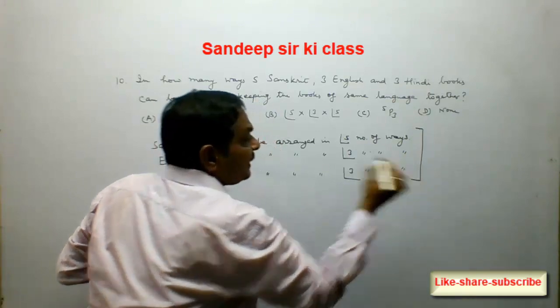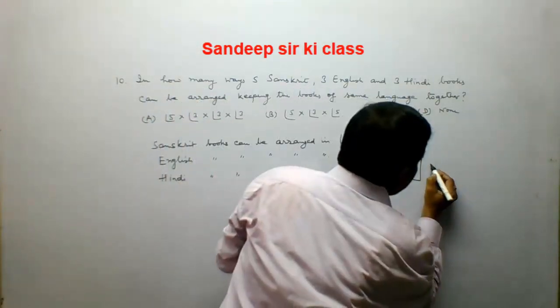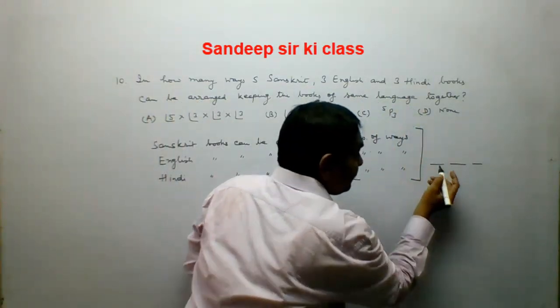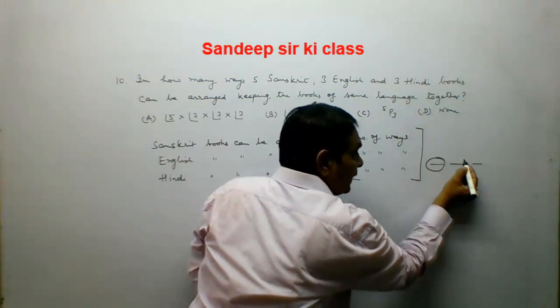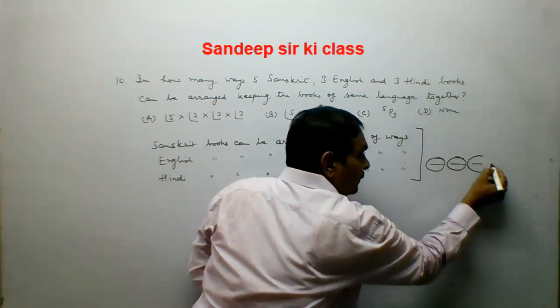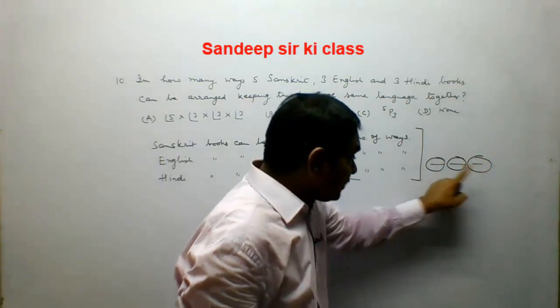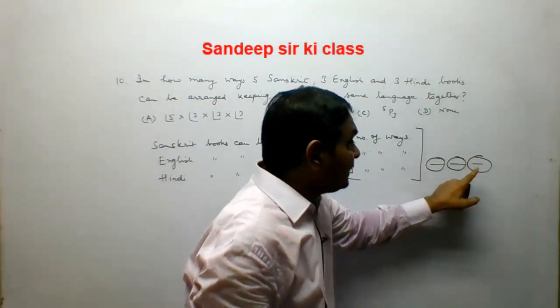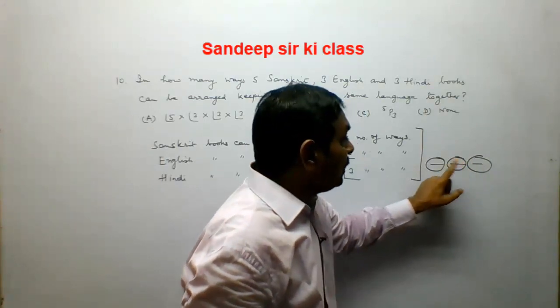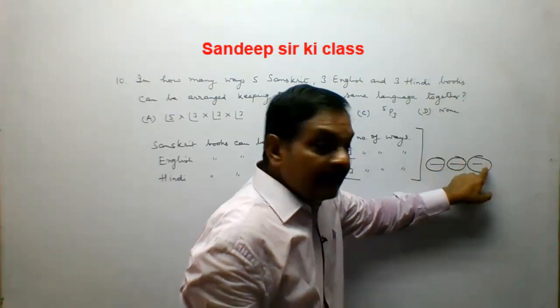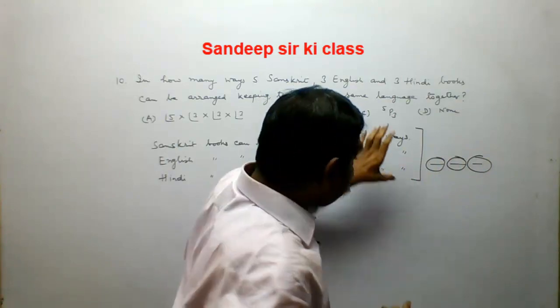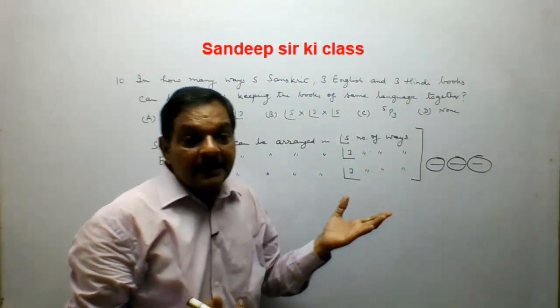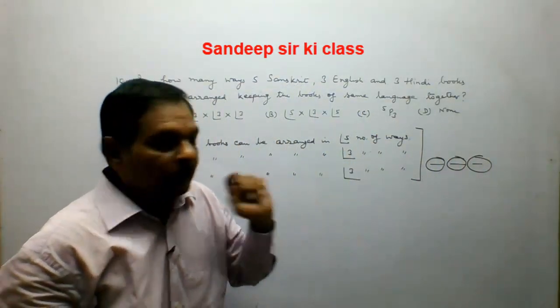Now we have 3 categories. Suppose these 3 places are there. Here Sanskrit books are there. Here English books are there. Here Hindi books are there. Now Hindi books can come at this place also. English is here, Sanskrit is here. Likewise, Hindi may come here also. Here Sanskrit can come and here English may come. So these 3 categories themselves can be arranged in factorial 3 number of ways.